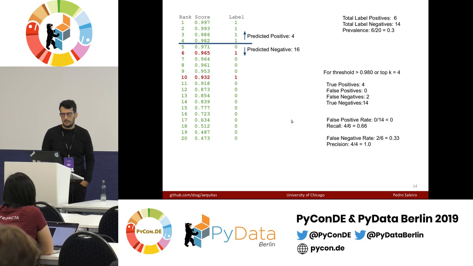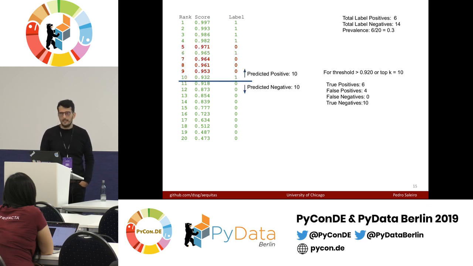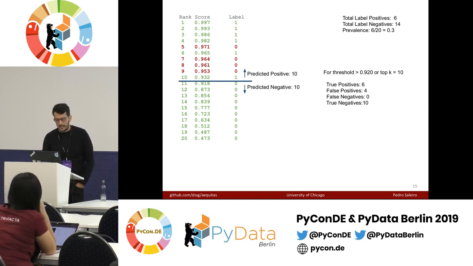Congratulations. But the thing is, maybe you have capacity to interview more than 4 candidates. So maybe you can go a little bit down the list to consider the predicted positives. And if we now have a threshold of 0.92 or k equal 10, the story is a little bit different, but once again, it's exactly the same model and the same predictions, and we get very different results.